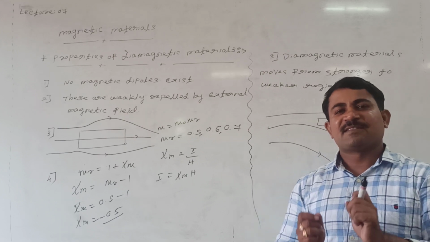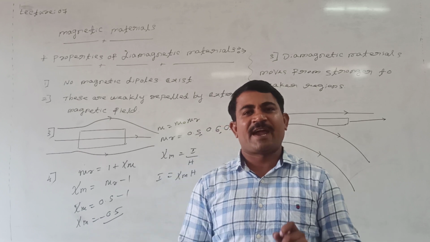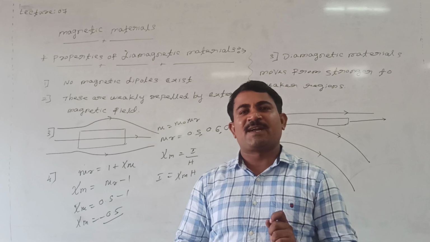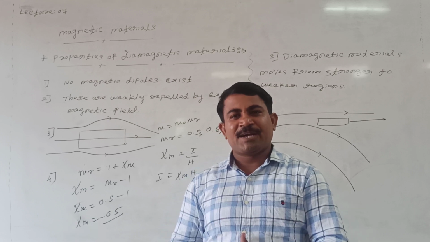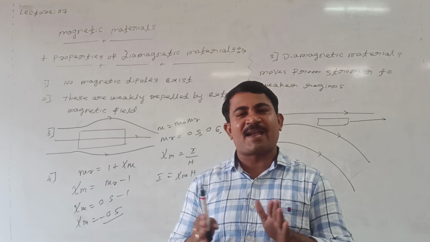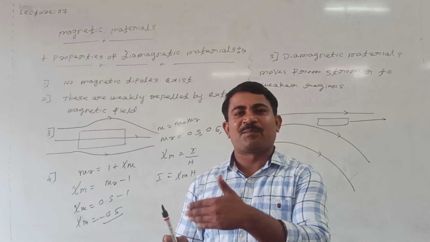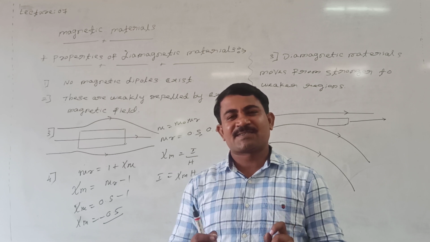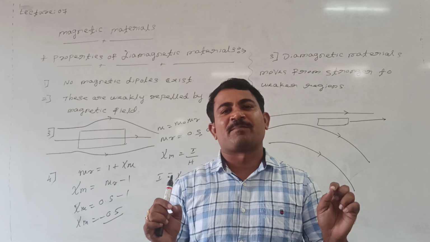Why do they repel? They get magnetized opposite to the direction of the external magnetic field. And this is one case. Second case, the magnetization of the diamagnetic material is independent of temperature. No matter how much the temperature increases, when it is subjected to an external magnetic field, its magnetization is never affected. It is simply slightly magnetized opposite to the direction of the magnetic field. Directly, we can say the magnetic susceptibility of the diamagnetic material is independent of temperature.